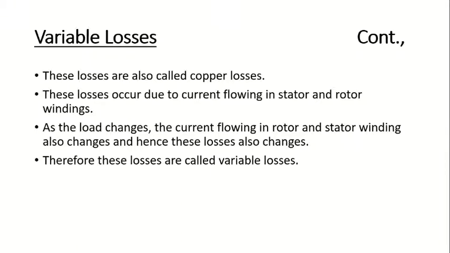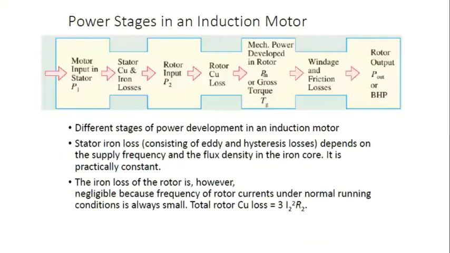And these losses, both the fixed losses and the variable losses, can be shown in a power stage. So this is the power stage of induction motor. The power stage of induction motor is, if you give an input to the stator, there is a current in the stator. The current in the stator means there are stator copper losses. A current in an iron piece means that there are iron losses.